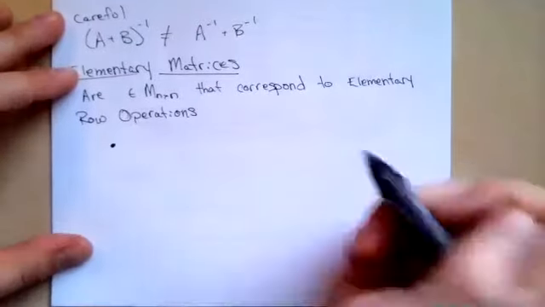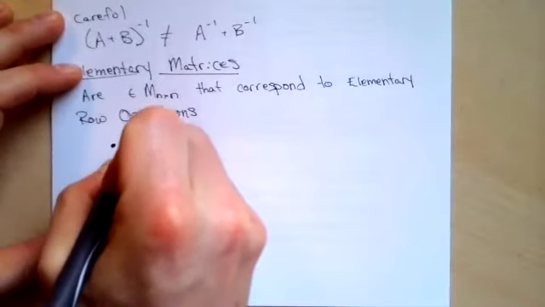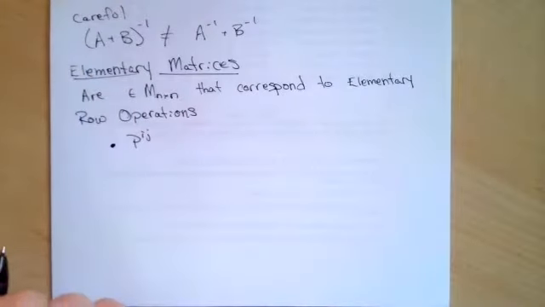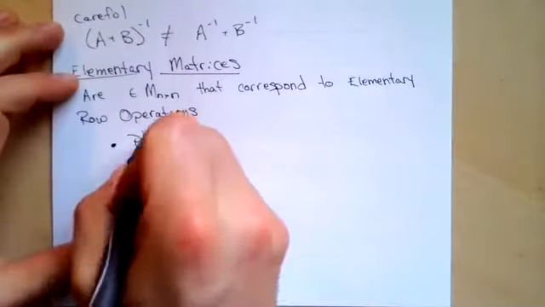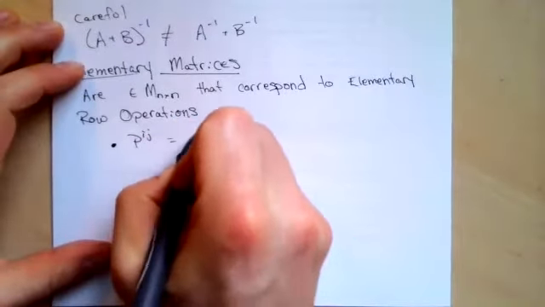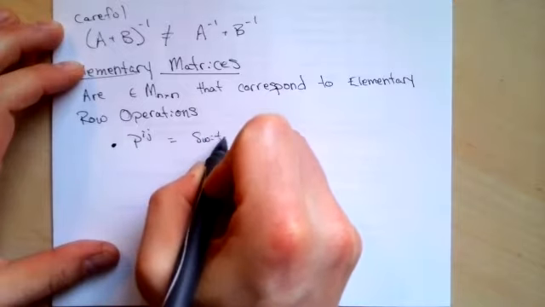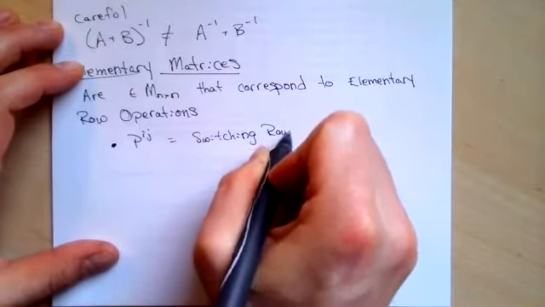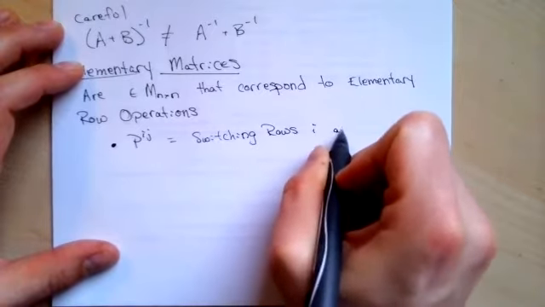The first one we have is switching two rows. So I'll follow the book notation. There's a lot of different notation that we come up with for these matrices. The book uses P, and then it uses superscript i and j. So P^{ij} corresponds to switching rows i and j.